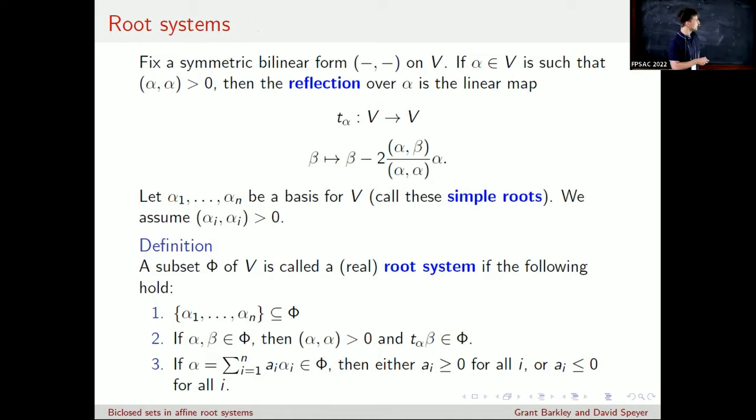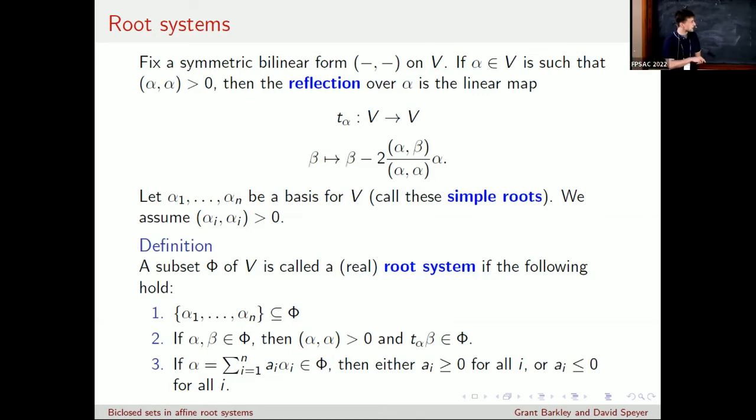So to begin with, we're going to have some bilinear form on our vector space. And the reason that we want this bilinear form is it'll let us do orthogonal reflections over certain vectors in our vector space. So this is the formula for doing an orthogonal reflection. If you're doing Euclidean geometry, this is the usual formula, but I'm not making any restriction on my bilinear form. It doesn't need to be an inner product.